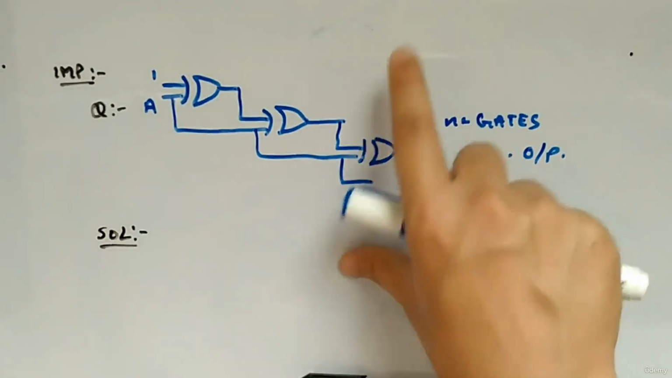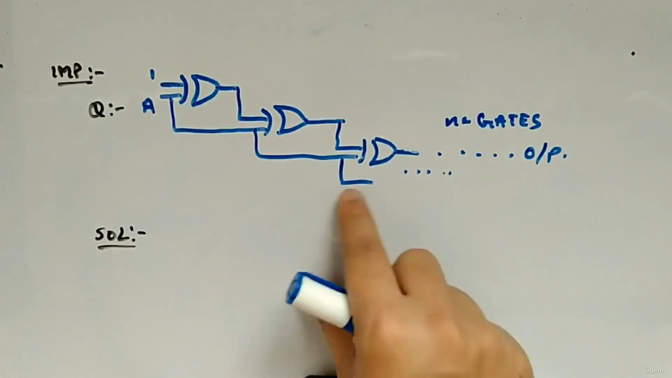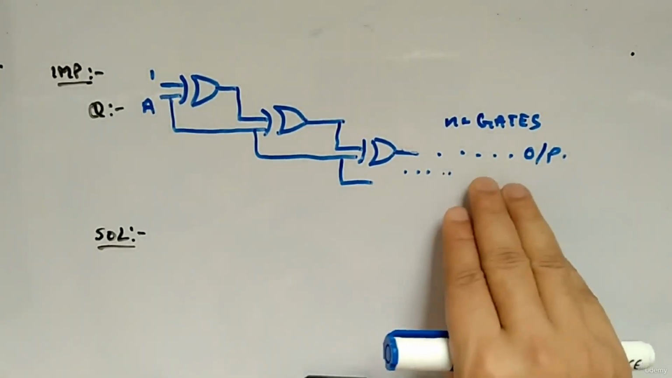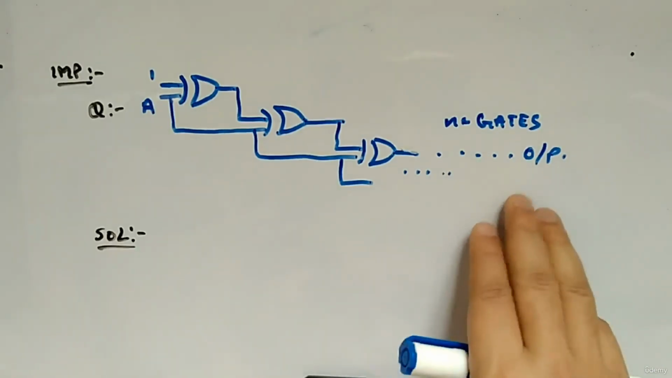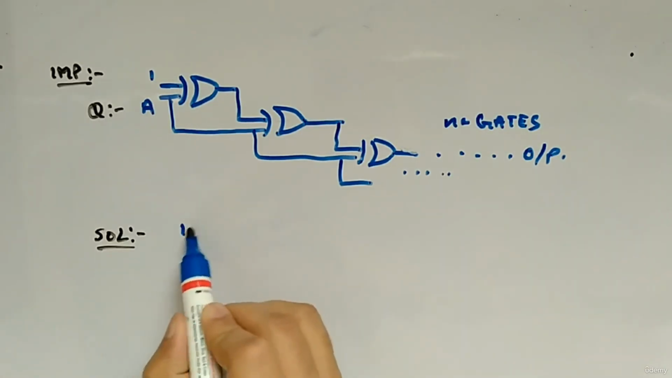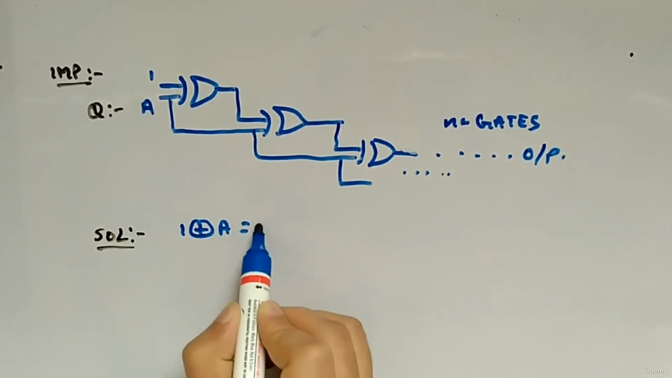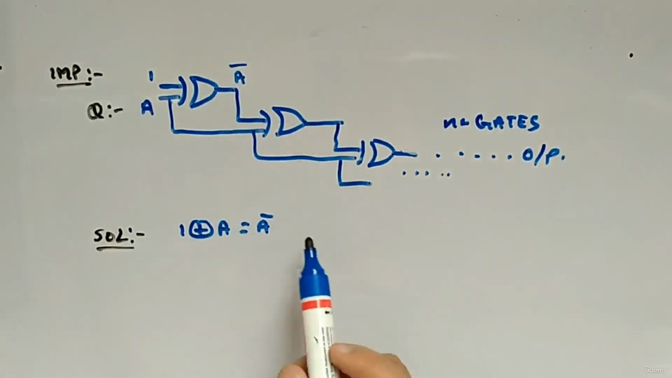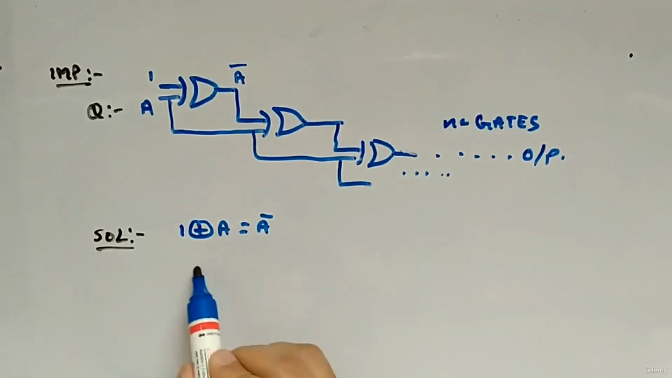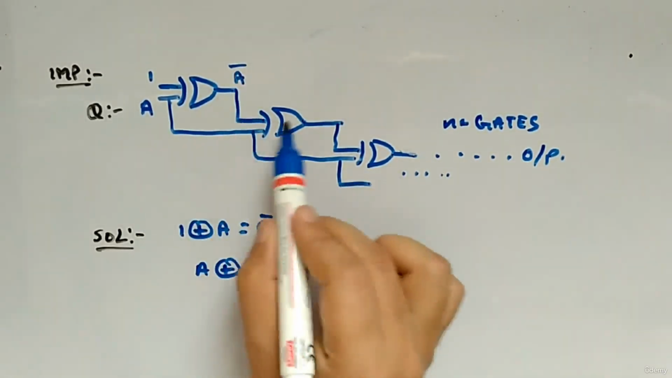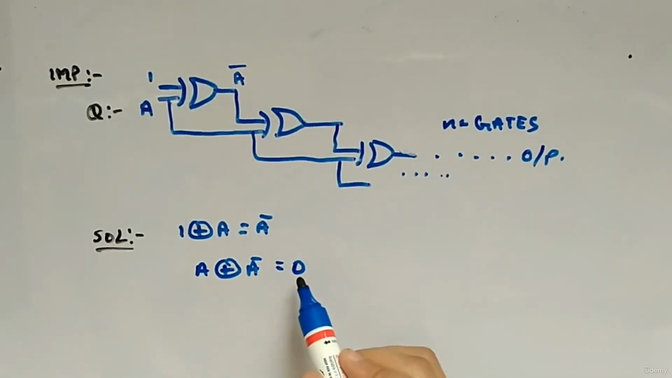Okay, so again, this A will be carried forward and given to another gate. It goes till n number of gates. Then what will be the output finally? This is what you have to calculate. So directly apply this property. We know that 1 XOR A is equal to A bar. So here A bar will come. Now you are XORing A XOR A bar. This A is here, this is A bar, this will give you 0.